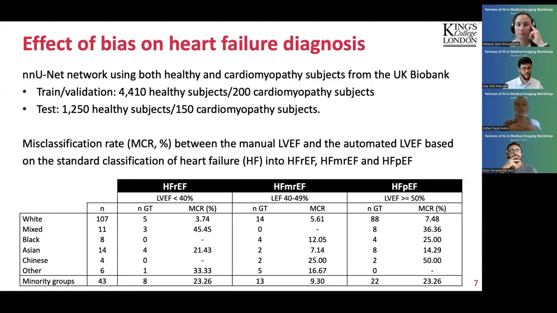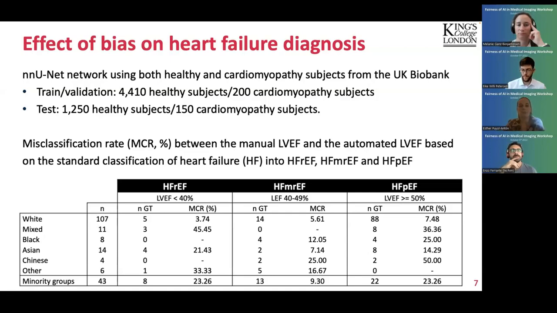So in general, what clinicians do is they look at the ejection fraction. And based on that, if they also know that the patient has cardiomyopathy, they will be classed in 3 different groups: heart failure with reduced ejection fraction, heart failure with moderate ejection fraction, and heart failure with preserved ejection fraction. And depending on which group you've been classed in, you have a certain treatment that you're going to be given.